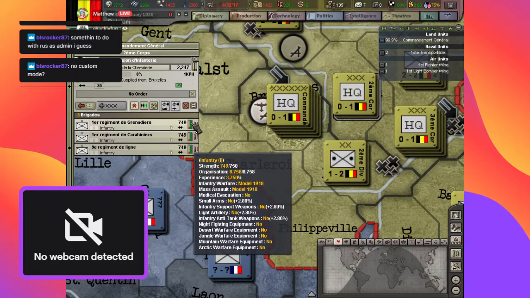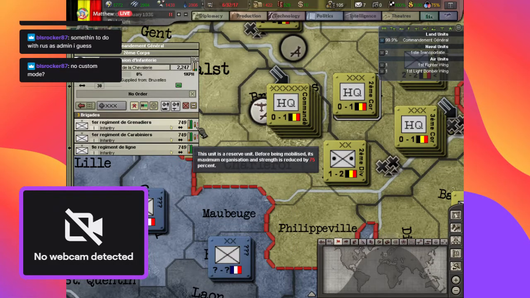Now, obviously, it's really low because of this unit. Do you see the exclamation point right here where my cursor is pointing? Or do you at least see it says that the unit is a reserve unit? Okay, so that's why the organization is so low at this point, even though the officer ratio is 100%. Well, there's 3 of them.